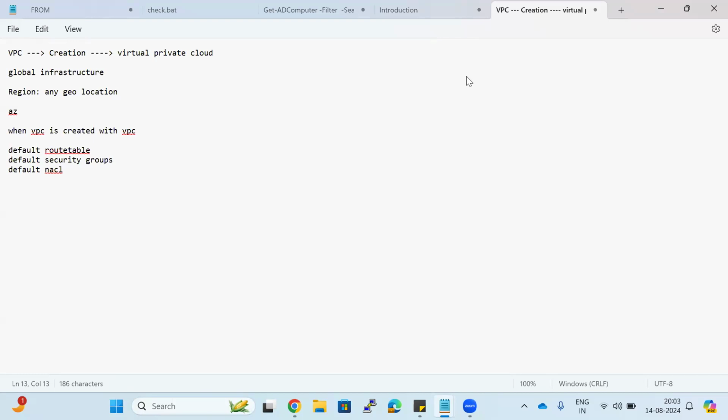Let us discuss what an IP address is. IP stands for Internet Protocol. What is a protocol? A protocol is a set of rules that has to be followed to transfer data from one system to another system.